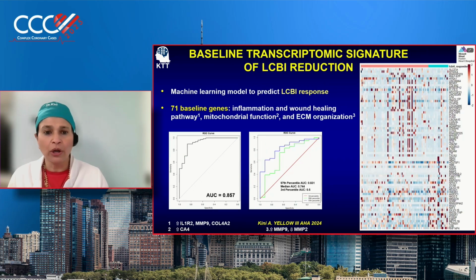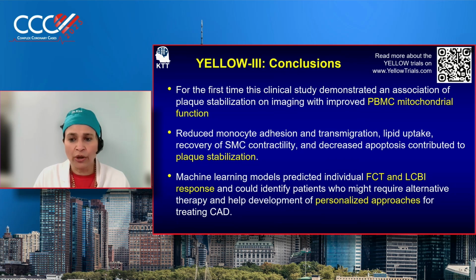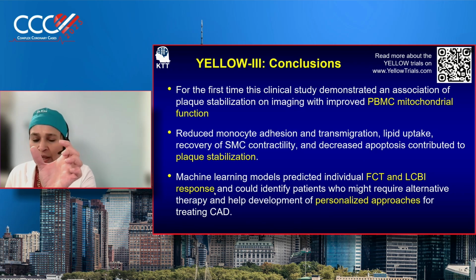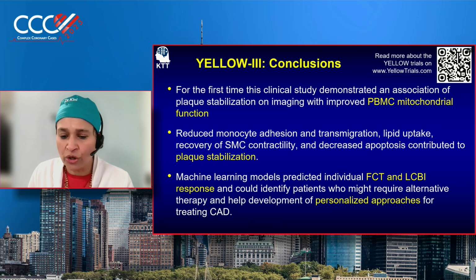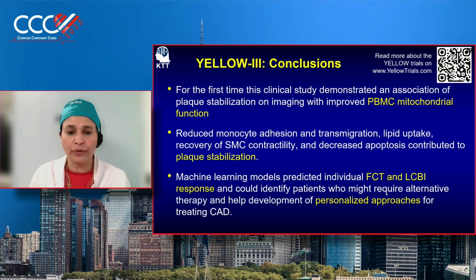We found the same thing for LCBI reduction, again with a machine learning model using 71 baseline genes. So essentially, what is it? Mitochondrial function improved in responders, and because of various other genetic changes, there was plaque stabilization. So the machine learning model can now predict fibrous cap thickness and LCBI response based on baseline genes. And that is what we are going to focus on, so we can get to a personalized approach for treating patients with CAD.